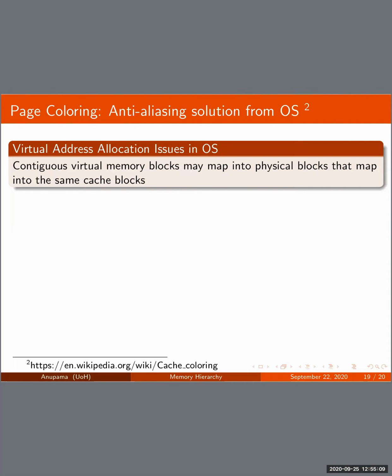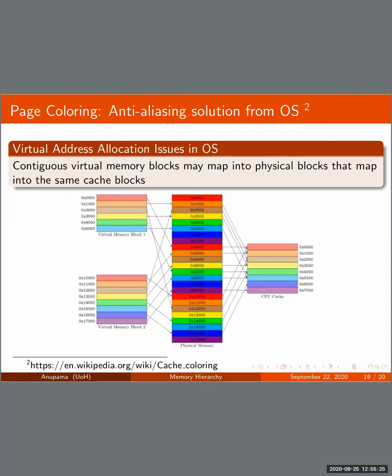So one last thing about page coloring. When you're talking about virtual address allocation in operating systems, it is possible that you have these virtual addresses here, right? So you have your virtual addresses here and virtual addresses here. The thing is that contiguous virtual addresses may fall into non-contiguous physical addresses, right?